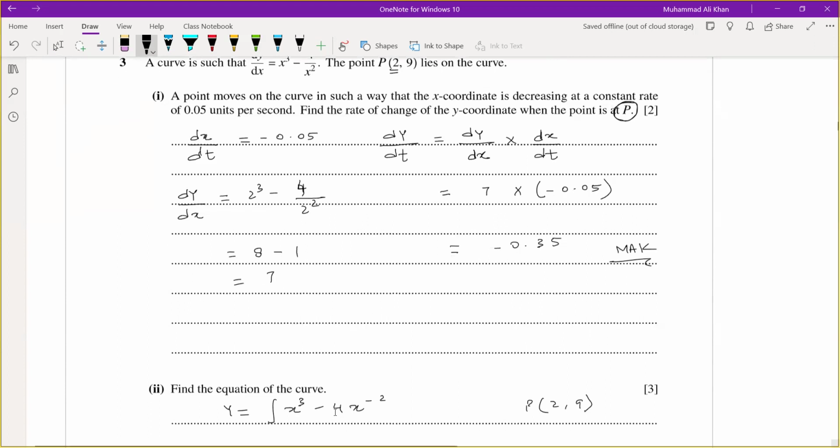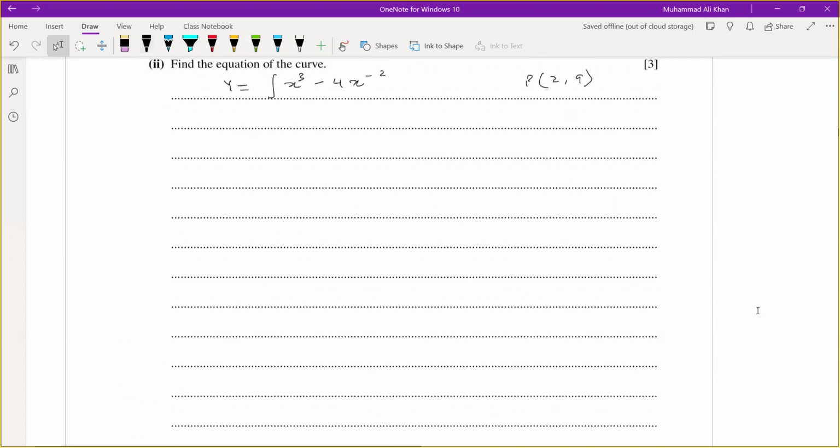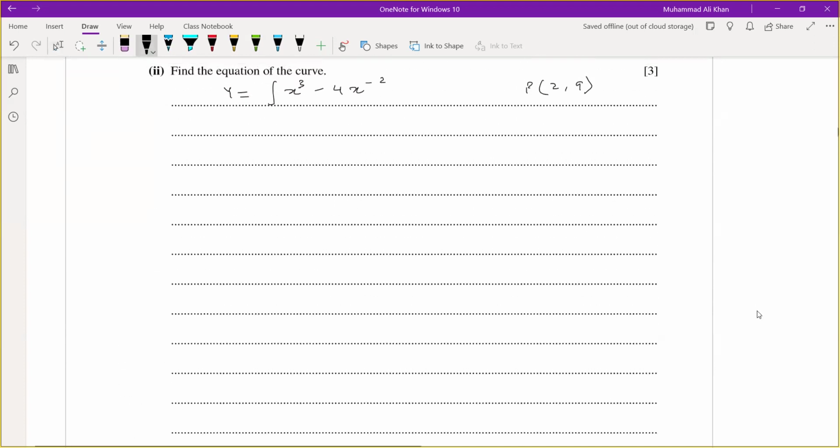Now, how can we calculate the equation of the curve? We have to integrate this. So, let's integrate. What is the integral of x cube? x power 4 over 4, minus 4 stays as it is. What is the integral of x power minus 2? x power minus 1 over minus 1. So it will be 1/4 x power 4 plus 4/x plus c. This is the equation of the curve with c.